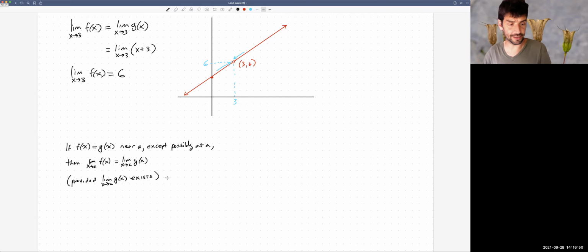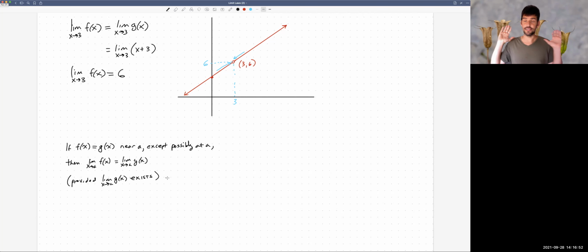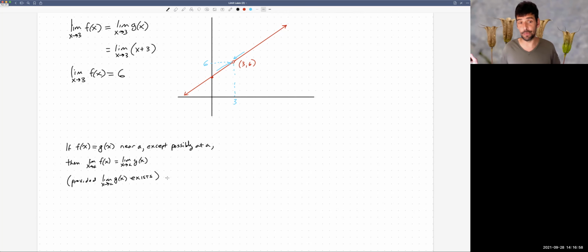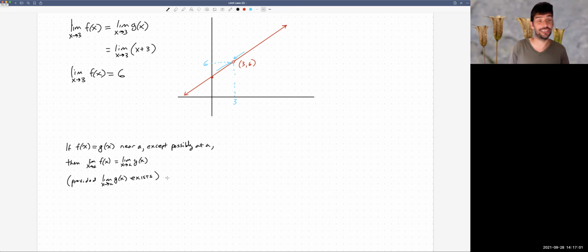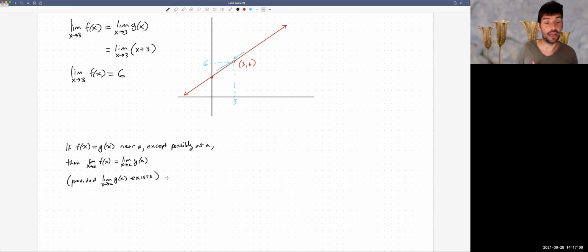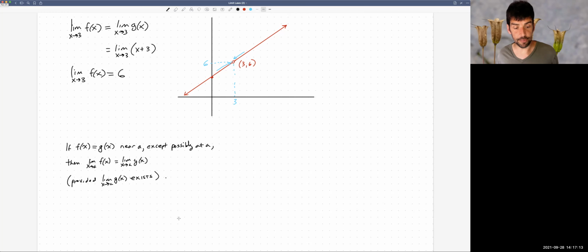Oh, let me just remind us again, near a means an open interval containing a. And that open interval, near, makes us think close. It's really any open interval. And in the case of the example we just did, those two functions are equal to each other on the open interval, negative infinity to infinity, except at x equals 3. So that open interval could be quite large. All right, let's do a couple more examples.